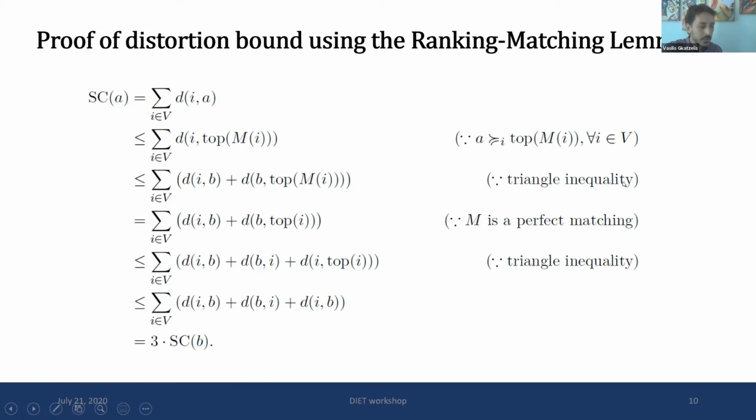Then we use the triangle inequality. Then this is the second time where we use the matching. We're summing over all these terms because it's a matching and there's a one-to-one correspondence between i, top of i, and top of M(i). We just replace top of M(i) with top of i, use the triangle inequality again, and that's it. And we get the distortion of 3.